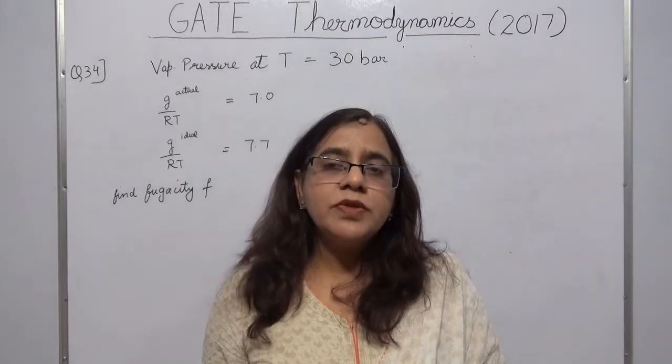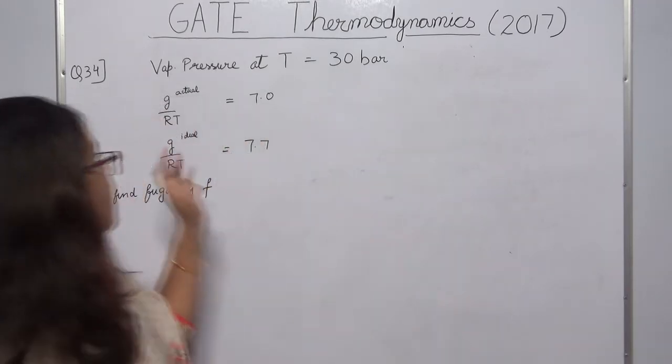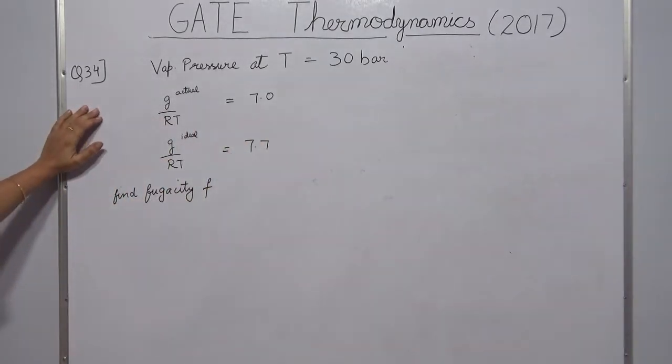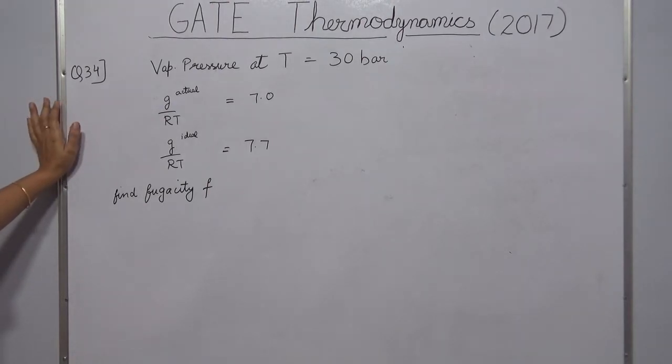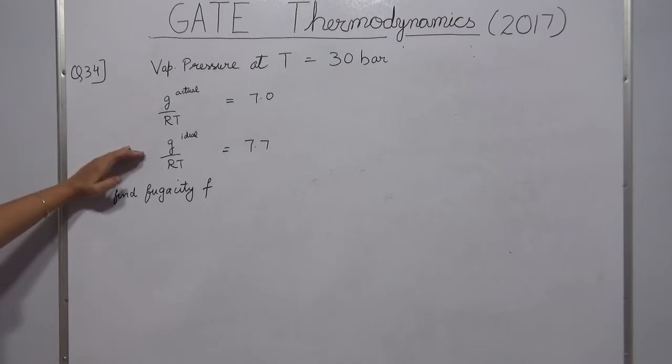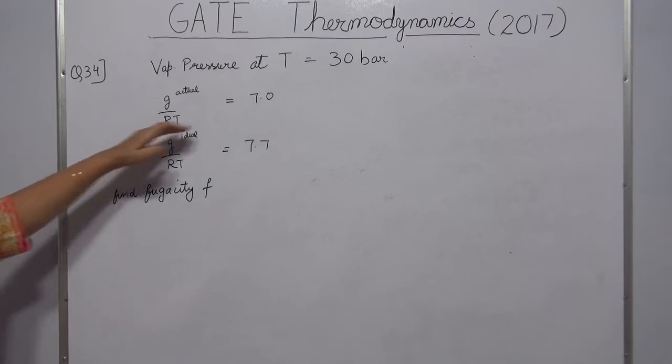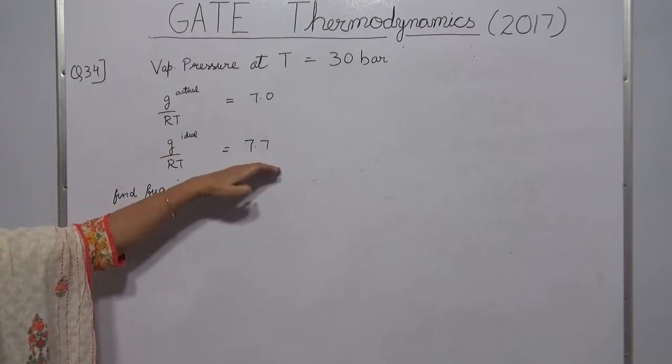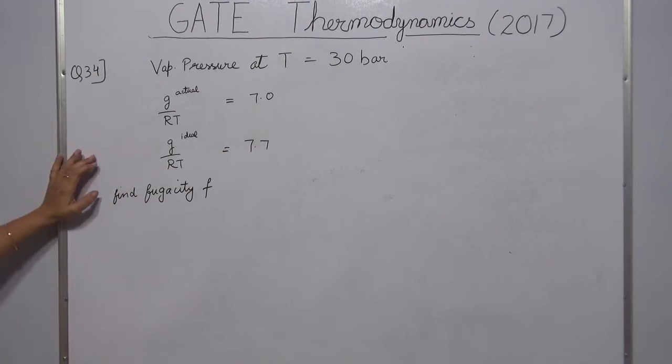Okay, so the next question which we are going to take is question number 34. It again appeared for 2 marks. They have given that the vapor pressure of a pure substance at some temperature T is 30 bars. The actual and ideal gas values of G by RT for saturated vapor are given as 7.0 and 7.7 respectively. Now they have asked you to calculate the fugacity of saturated liquid at these conditions.